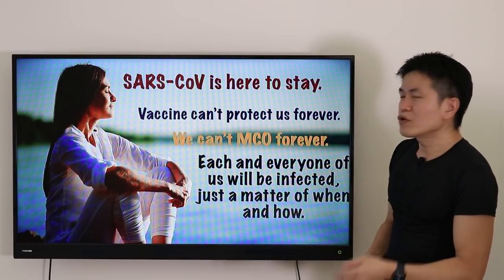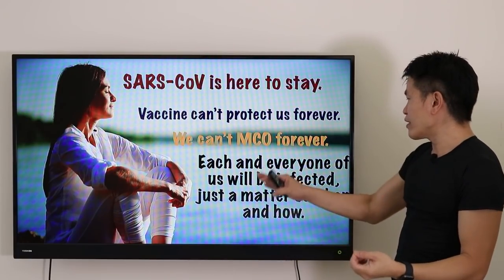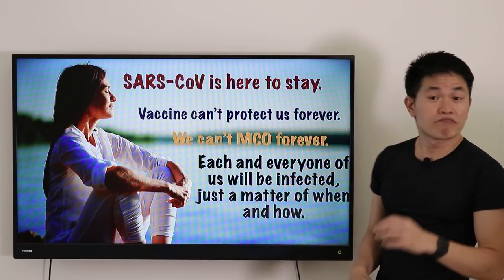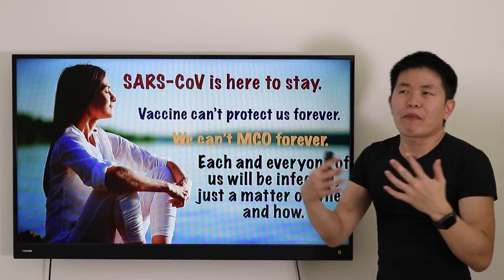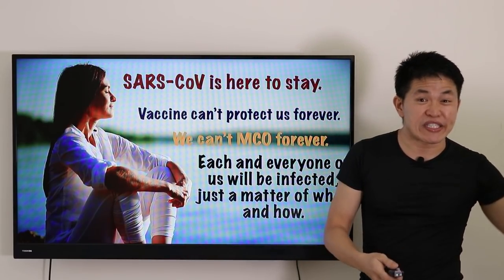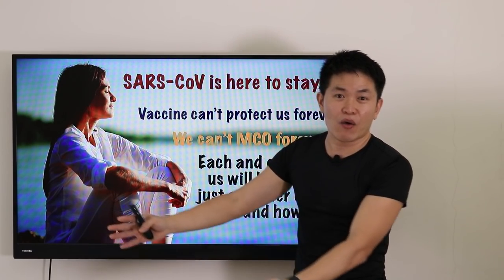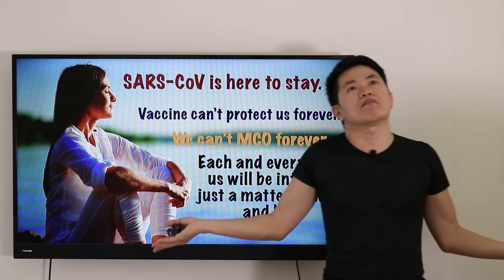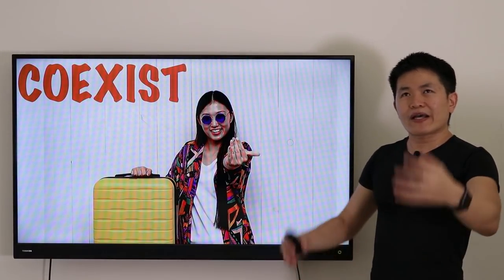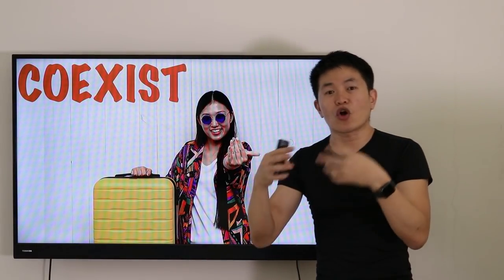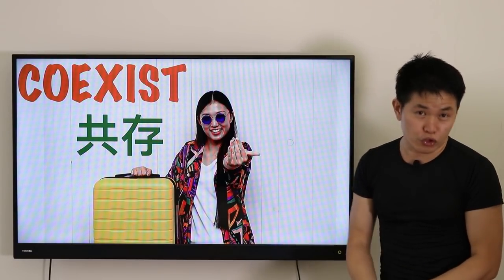You tell me. So the one fact you need to accept is that each and every one of us will be infected eventually. Just a matter of when and how. How means whether you get into ICU, or whether you suffer in a very samsara or torturing way, or you have no symptoms at all. So it all depends on your immune system. So the only thing you need to accept is that we have to learn to coexist, or in Chinese we call it 共存, with this virus.